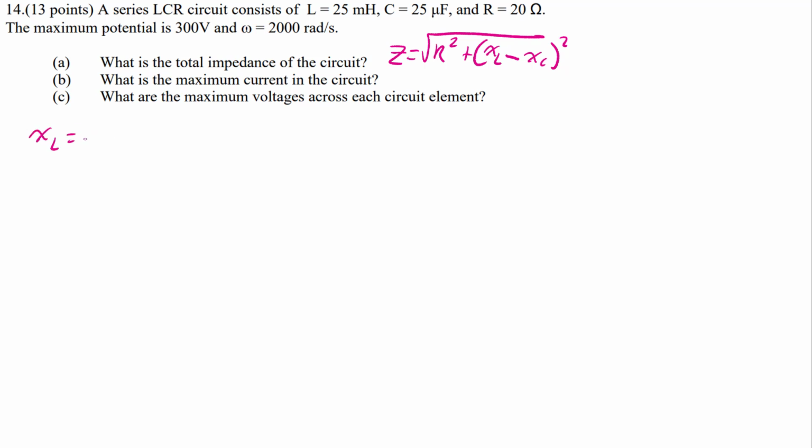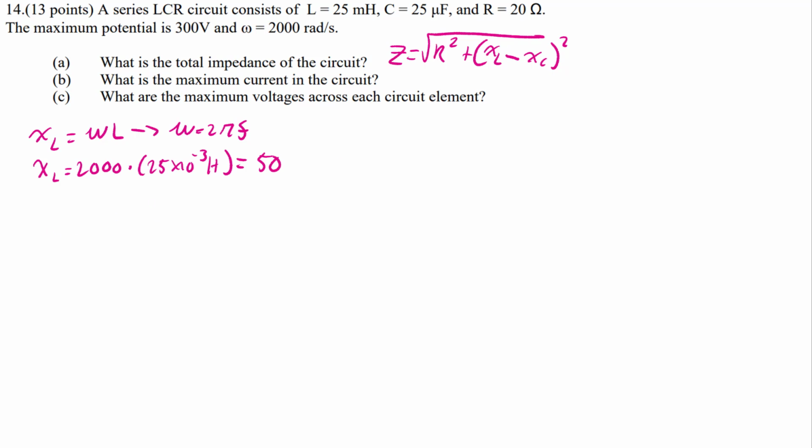Well, X sub L, you can think of it as omega times the L right there. And if you don't have omega, we do have omega, but if you don't, omega is just equal to 2 pi times the frequency, right? But in this case, we do have omega. So X sub L is equal to 2,000, multiply that by 25 times 10 to the negative 3 henries. And X sub L is going to give you 50.